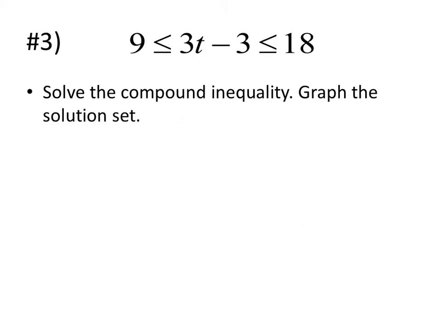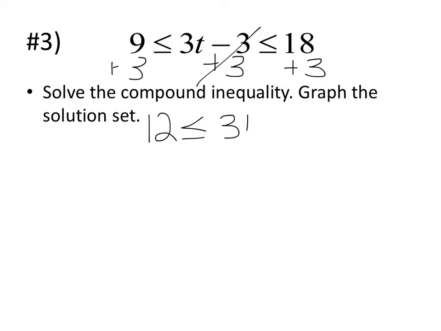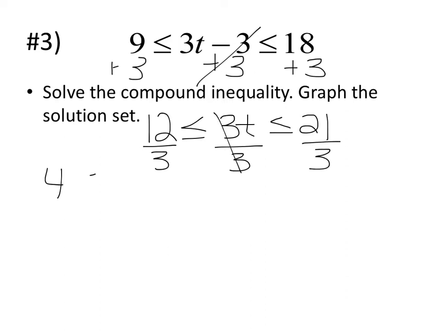Okay, solve the compound inequality and then graph the solution set. So first things, remember, we want to isolate the variable, but in this case we have to do it 3 times, all 3 pieces, here, here, and here. So we add 3 to get rid of the 3, so you end up with 12 is less than or equal to 3t, which is less than or equal to 21. And then you're going to divide all 3 pieces by 3. So you get 12 divided by 3 is 4 is less than or equal to t, which is less than or equal to 7.